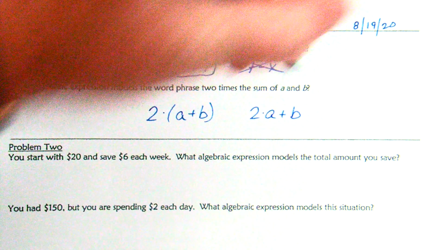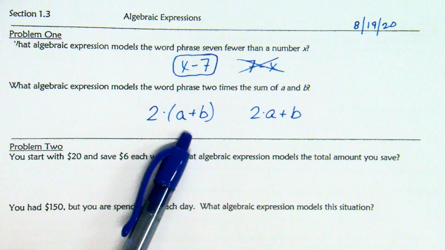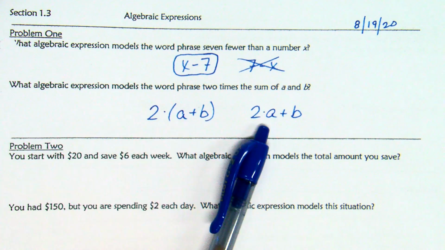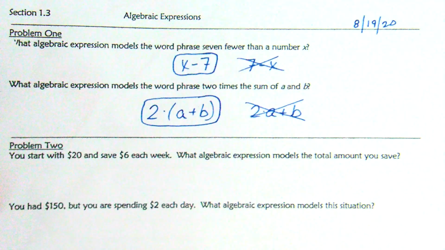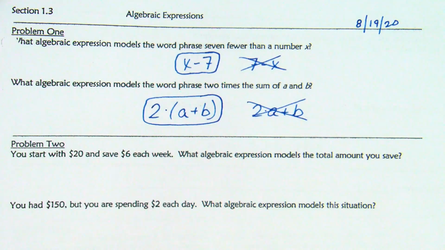No. Is saying 2 times a plus b, is that the same? No, it's not the same, is it? Because in this one, we add a and b and then multiply by 2. In this one over here, we multiply and then add. So which one's the correct one? The first one again, because it's 2 times the sum of something, that's going to indicate you want parentheses.